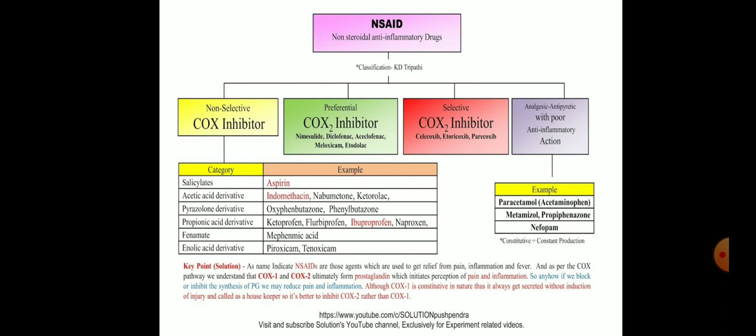Among the selective COX-2 inhibitors, the important drugs are celecoxib, etoricoxib and parecoxib, but they are not in general use because of certain adverse effects. And there is a third group, NSAIDs with minimal or poor anti-inflammatory action. The most important and commonly used drug is paracetamol.